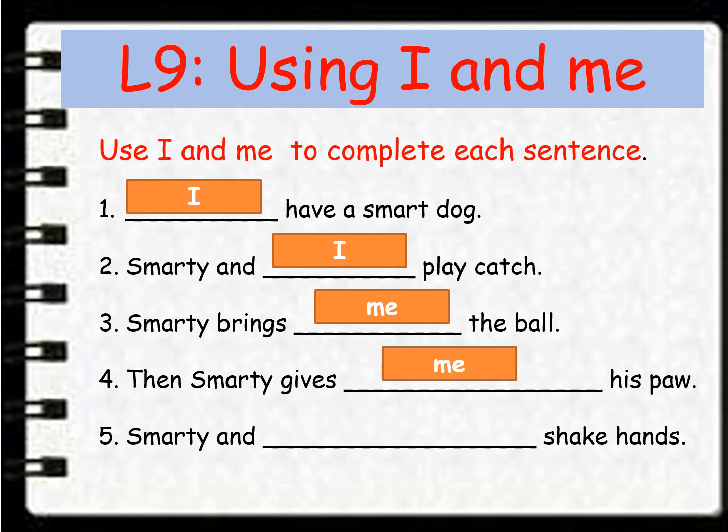And number 5, Smarty and blank shake hands. You are talking of another person and yourself. So you're going to use I. So I hope you understand how to use I and me in a sentence.